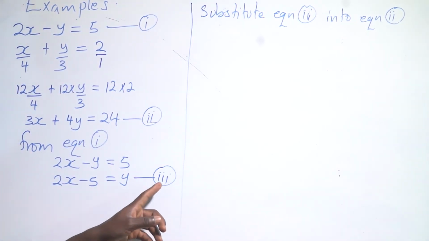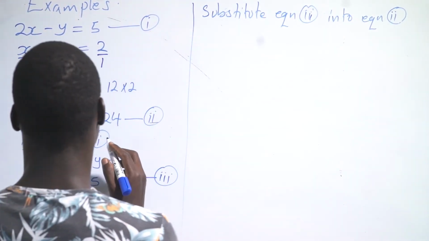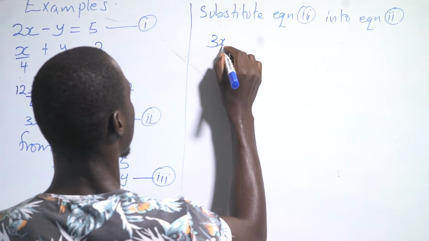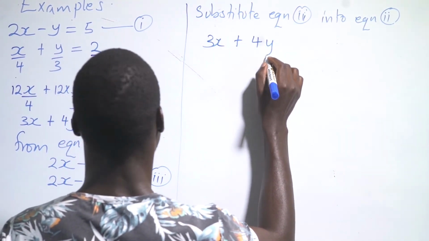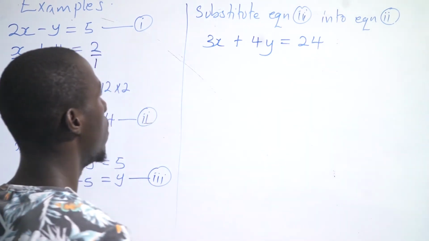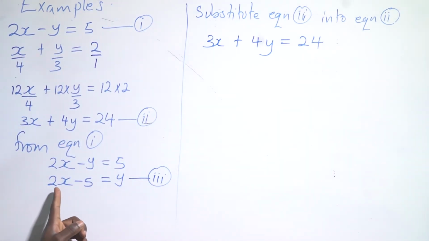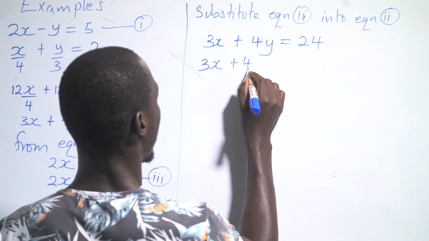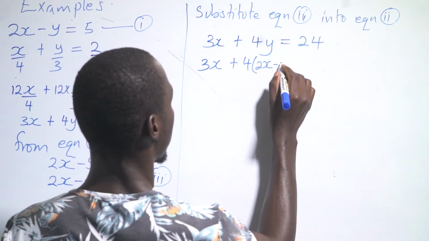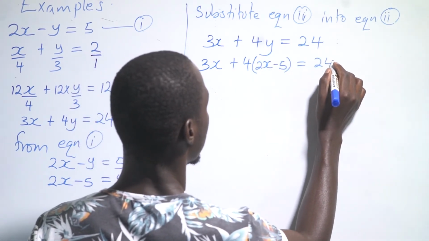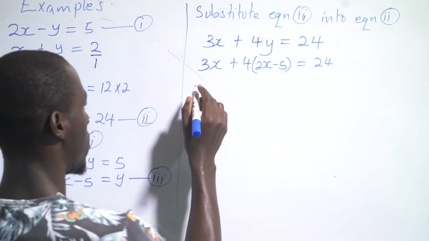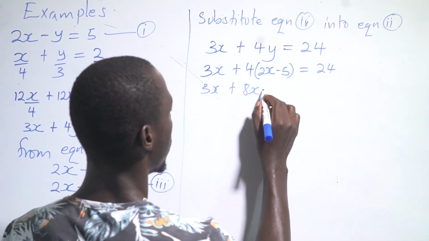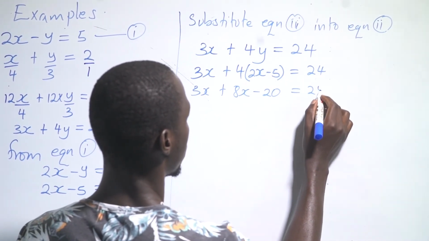I'm going to substitute equation 3 into equation 1. So that is the equation 1 first of all is 3x plus the 4y, which is equivalent to 24. Then where there is y, I'm going to write 2x minus 5. So this is 3x plus 4 into 2x minus 5, which is equivalent to 24. So this is 3x plus, that is 8x minus 20 is equivalent to 24.